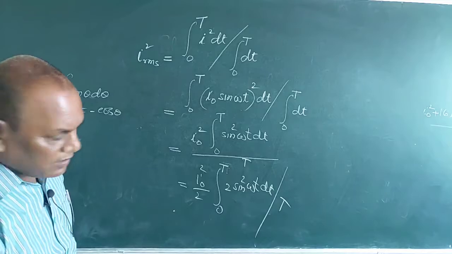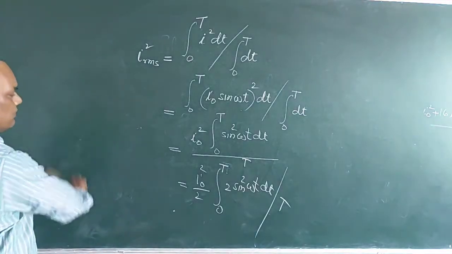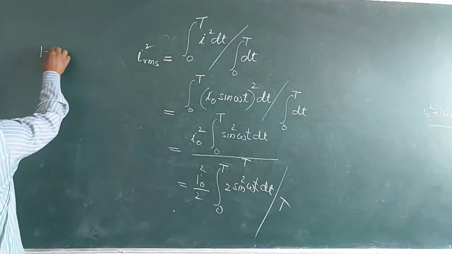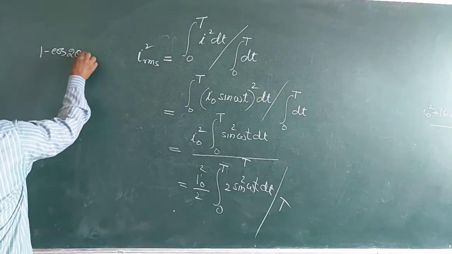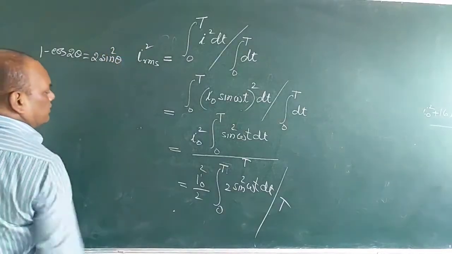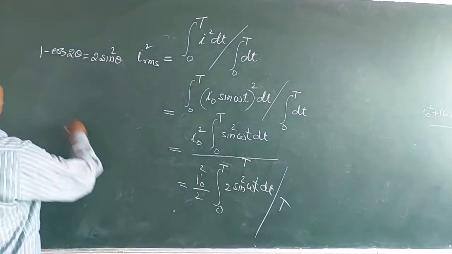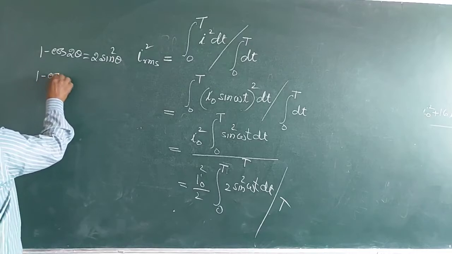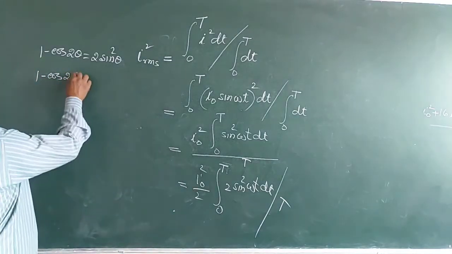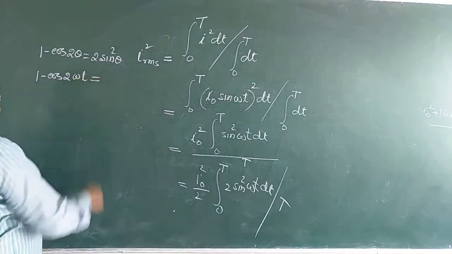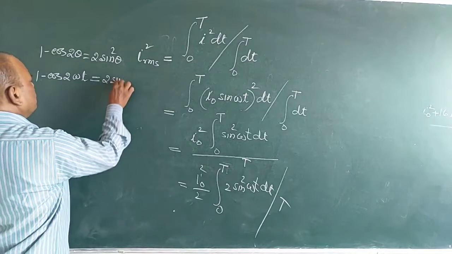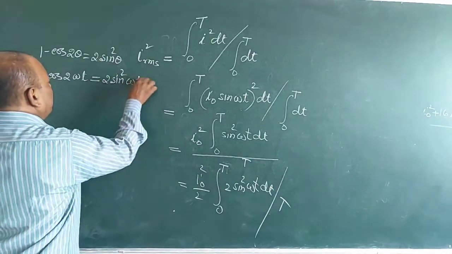Now for 2 sin square omega t, we know the formula: 1 minus cos 2 theta is equal to 2 sin square theta. Therefore, putting omega t in place of theta, 1 minus cos 2 omega t is equal to 2 sin square omega t.